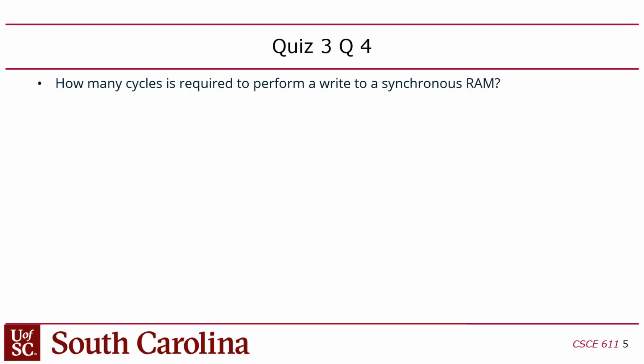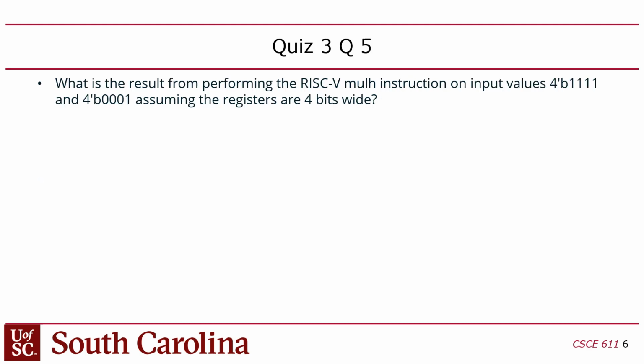Okay, how many cycles, I should say, are required to perform a write to a synchronous RAM? 1, right? Just 1 cycle, right? And what is the result from performing the RISC-V MULH instruction on input values 1111 and 0001, assuming the registers are 4 bits wide instead of 32 bits wide? This relates to this. Someone asked earlier if there's a MULHU, right?